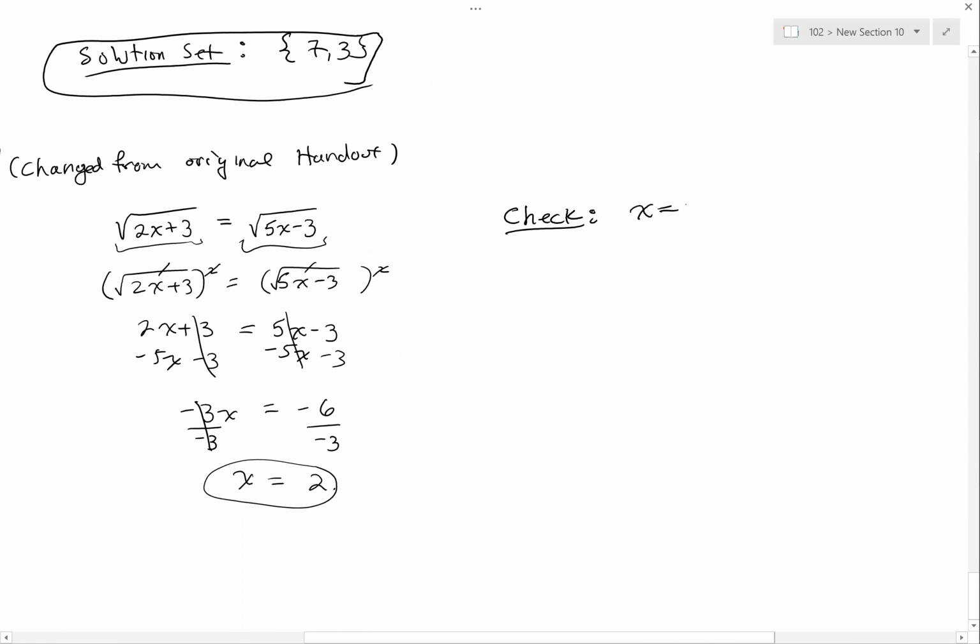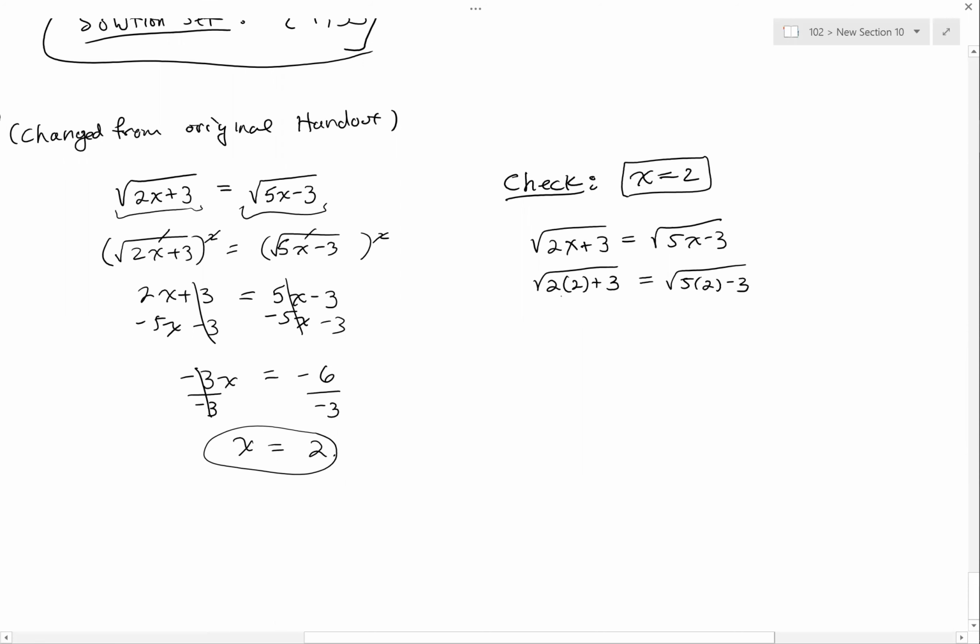I'm checking x is equal to 2. Is it really a solution? Write down the original equation. Substitute what we found in for x. And simplify both sides. The left-hand side, I'll have the square root of 2 times 2 plus 3, that's 7. So I'll get the square root of 7 on the left-hand side. On the right-hand side, I'll have 5 times 2, which is 10, minus 3. So the square root of 10 minus 3 is the square root of 7.